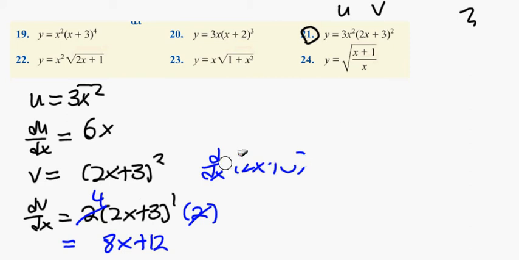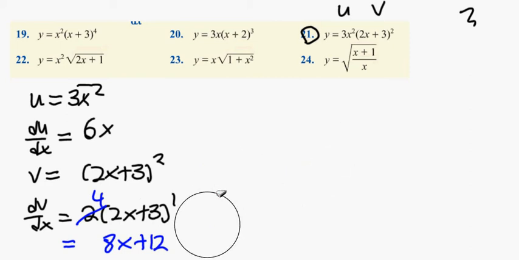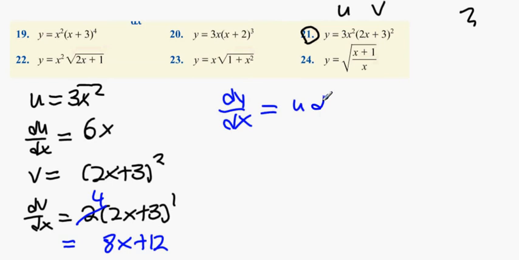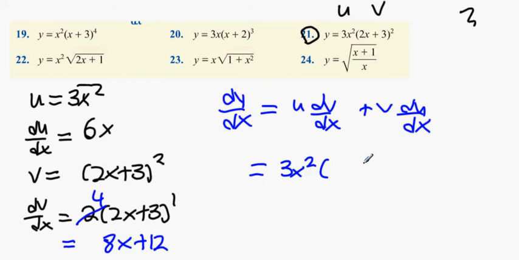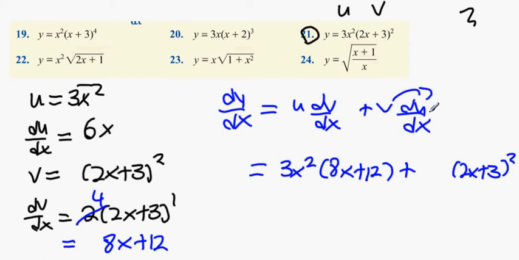Once you finish that, what we're going to do next is write down the product rule. dy/dx ends up to be u times dv/dx plus v times du/dx, and then you're going to put them in. u is 3x squared, and you're multiplying that by 8x plus 12. What's v? v is (2x plus 3) squared. I'm going to put the v in the second position, and I'm going to put du/dx in the first position.